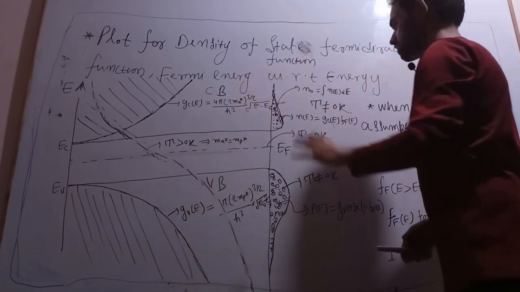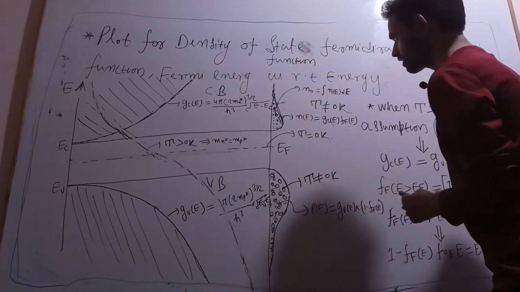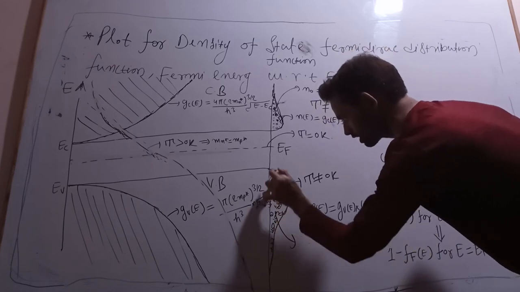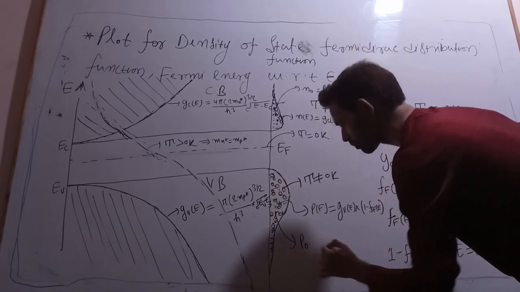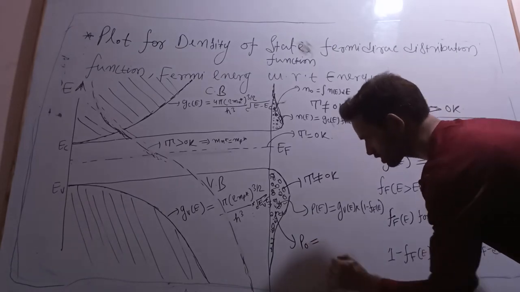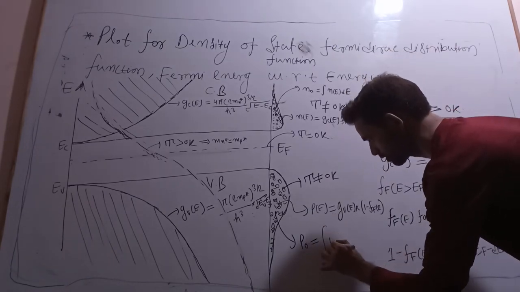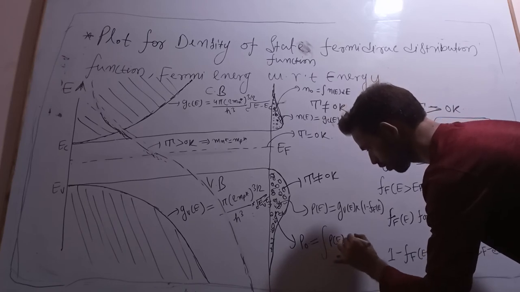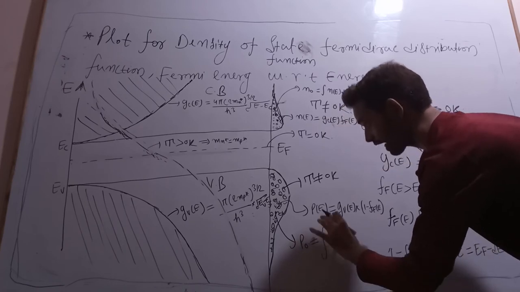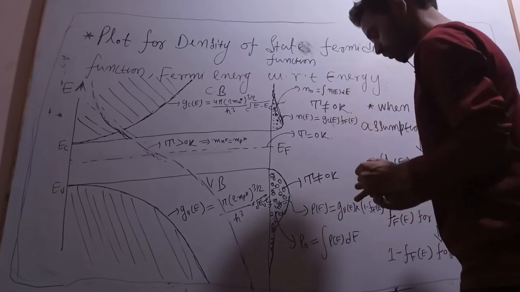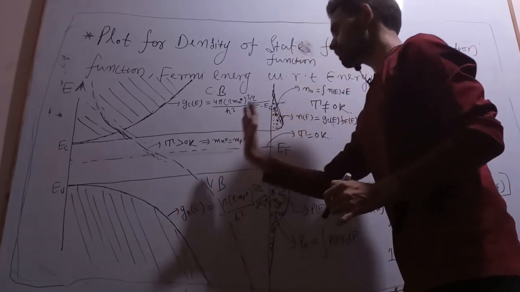Now similarly here, this total area indicates the total number of holes, which is determined by the integration of P of E dE over the entire valence band energy. We are integrating this distribution under what?